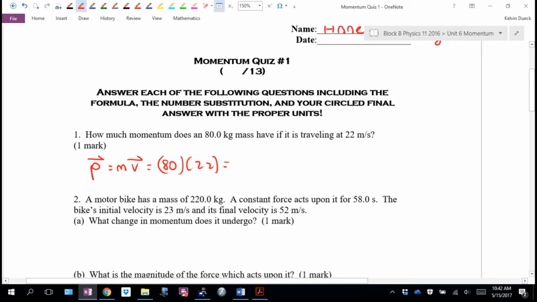160 plus 32, 192? No, I'm way off. Hang on. 1,600, plus 160, 1,760. Yep. Forgot to carry a zero there. Units: kilogram meters per second. 1 mark for the answer, half mark off if you got the units.